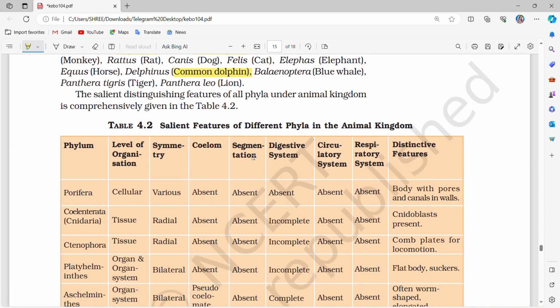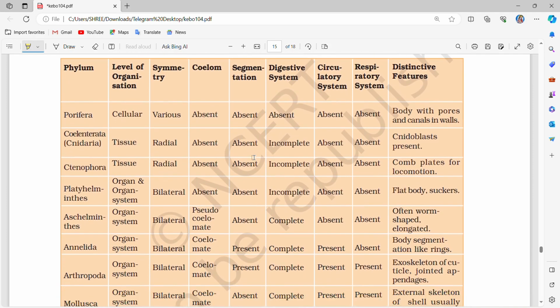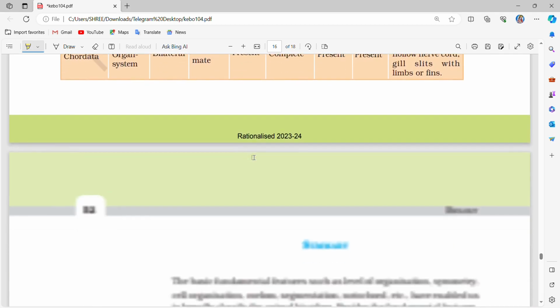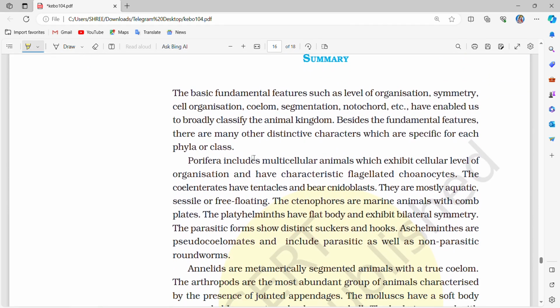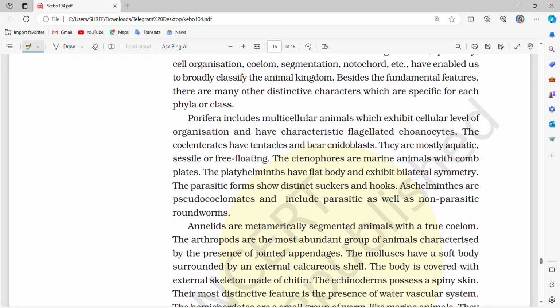The salient distinguishing features of all phyla under Animal Kingdom is comprehensively given in the table 4.2. Summary: the basic fundamental features such as level of organization, symmetry, cell organization, coelom, segmentation, notochord, etc., have enabled us to broadly classify the animal kingdom. Besides the fundamental features, there are many other distinctive characters which are specific for each phyla or class.